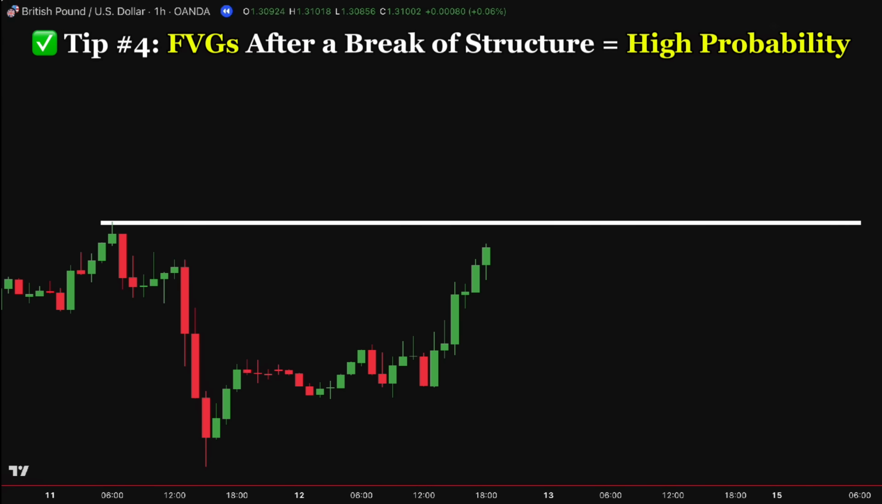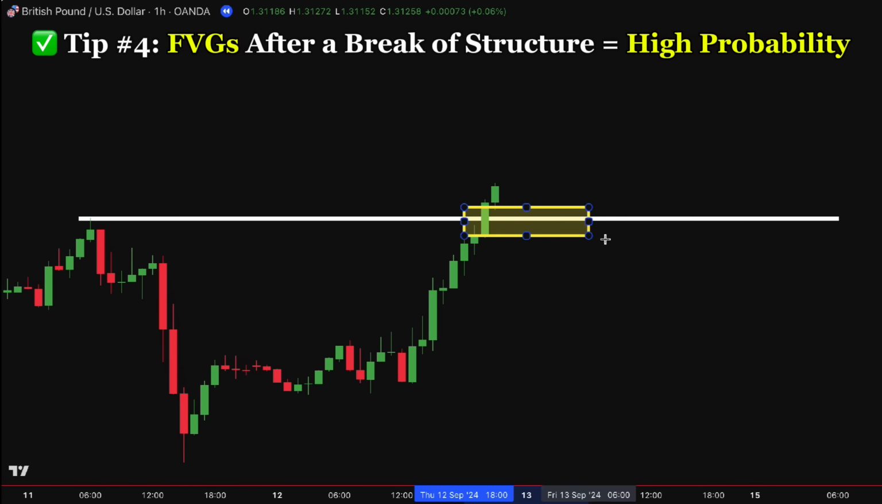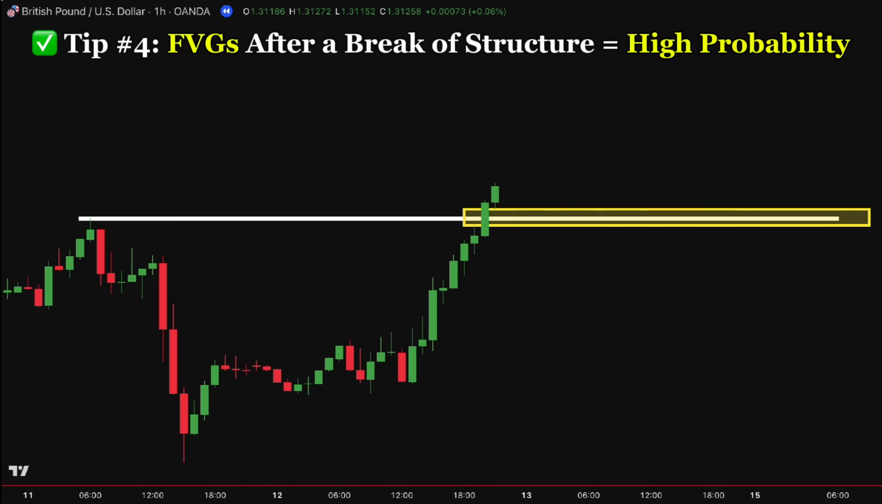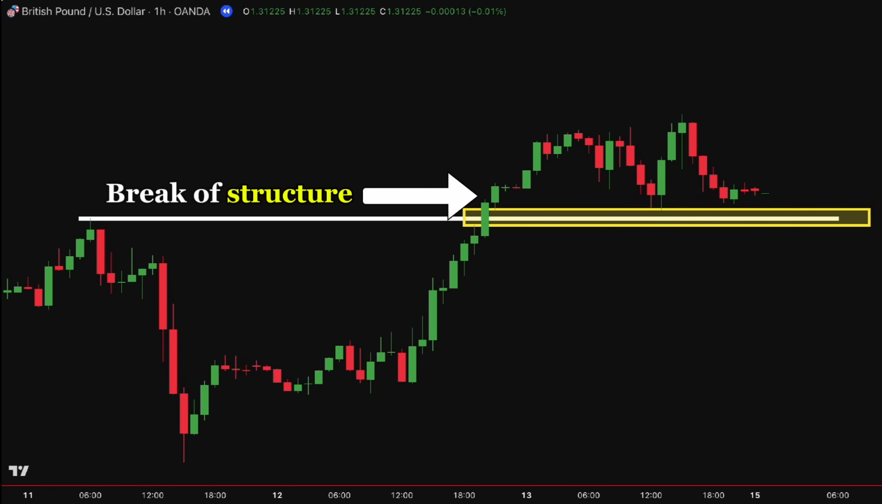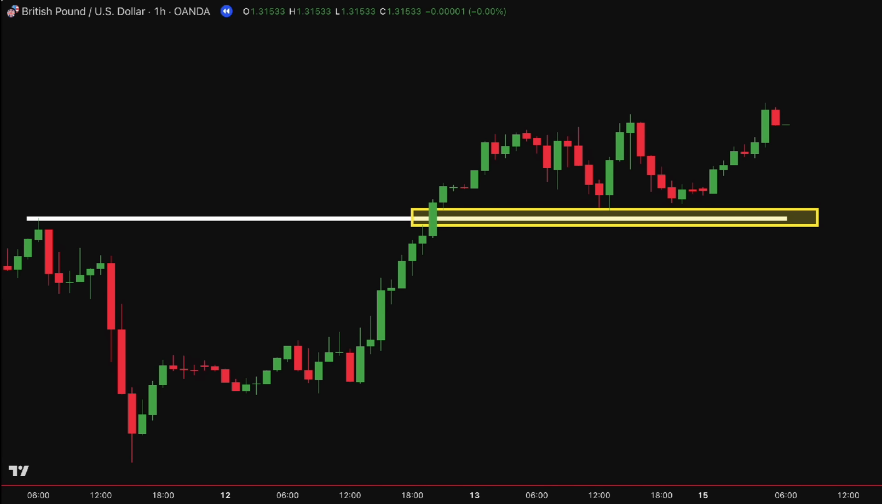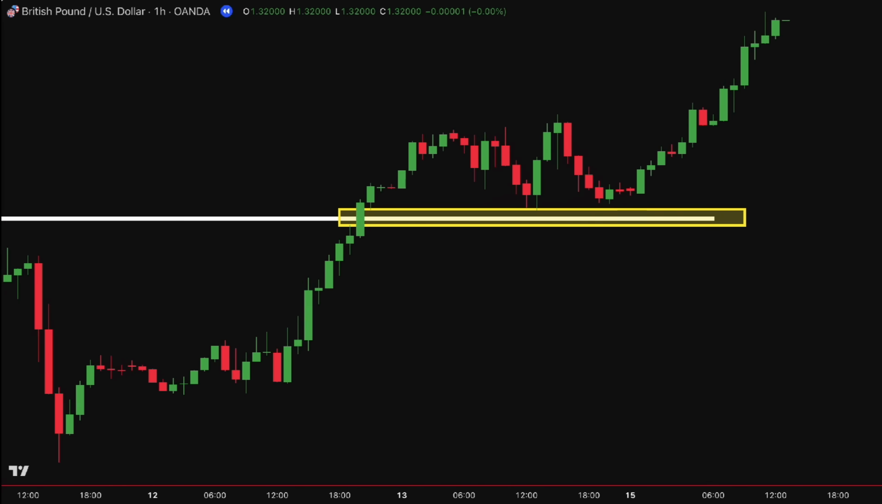Tip number 4, focus on fair value gaps that form right after a break of structure. Some of the most reliable fair value gaps form right after a break of structure. When price breaks a key level and immediately leaves behind a fair value gap, that zone becomes a high probability area for smart money to re-enter. The first retest of this fair value gap often triggers a strong reaction.